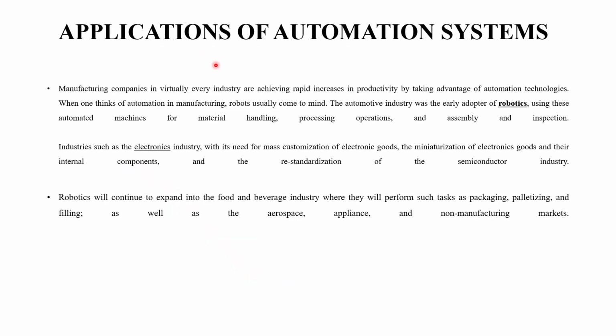Coming to the applications of automation, manufacturing companies in virtually every industry are achieving a rapid increase in productivity by taking advantage of automation technology. When one thinks of automation, robots come to mind. The automotive industry was the earlier adopter of robotics, using these automated machines mainly for material handling, processing operations, assembly and inspection. And also industries like the electronics industry.